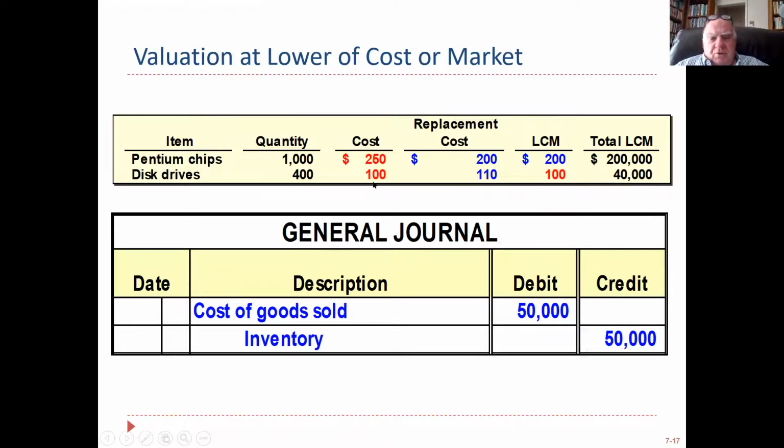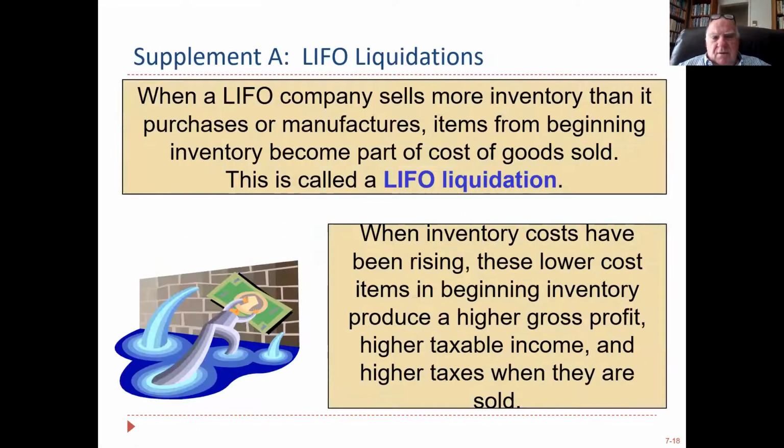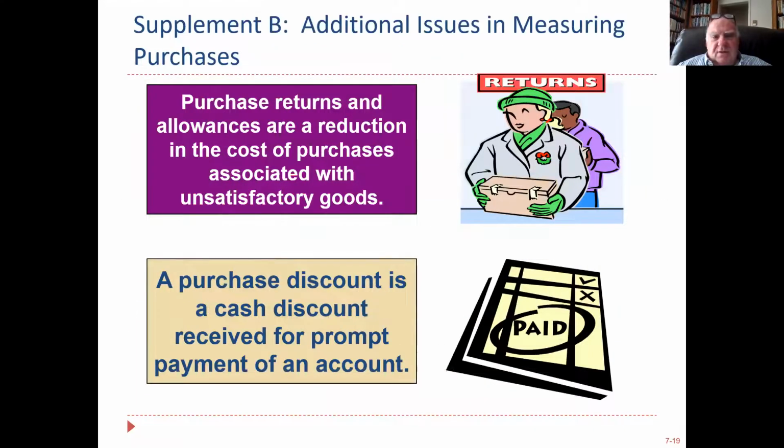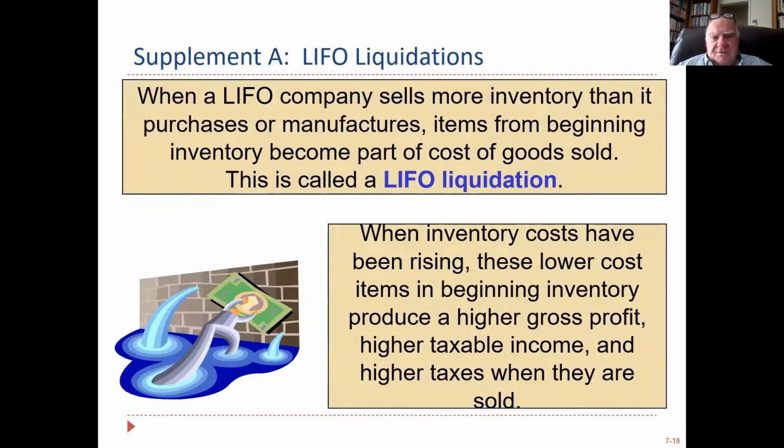You have no adjustment at all on the second line. You have a $50,000 adjustment on the first line. And we're going to debit an account called cost of goods sold. We used to call it cost of goods sold, lower of cost or market. And of course, the inventory value goes down. We're not going to talk about the LIFO liquidations. And these items here, we're going to get into a little bit later in the class.